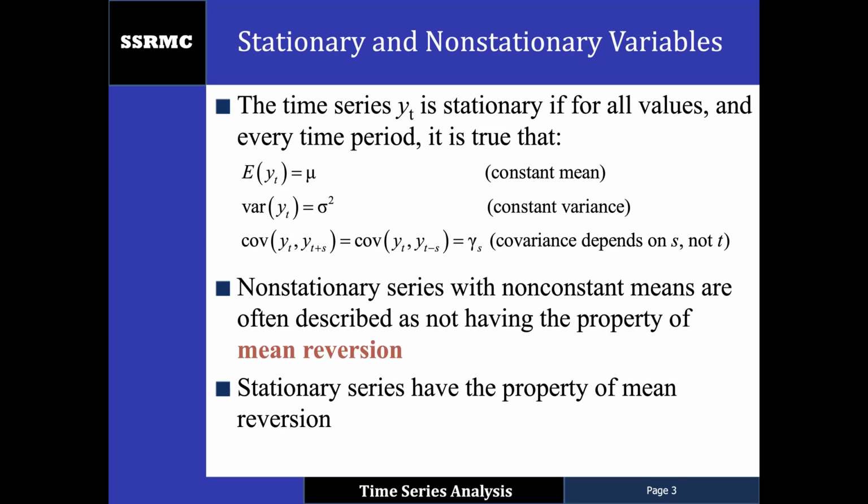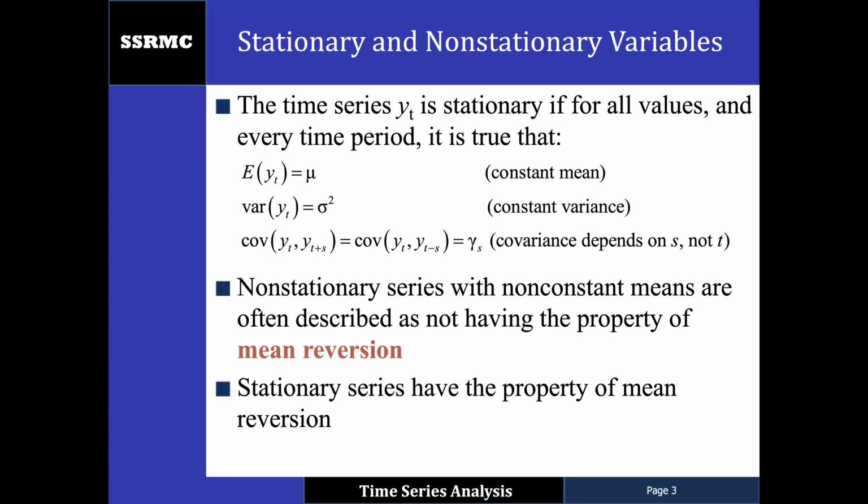First of all, what is a stationary variable? If a time series is stationary, it has to meet all of these three conditions as given on this slide. The first one is the mean is constant at different points of time, so the mean shouldn't change. Second, the variance should be constant across time as well. And finally, the covariance depends on s, not t. s is the time interval. So if the interval is the same, it doesn't matter at which time point you look, the covariance should be the same. So those are rather strict conditions to meet in order for a time series to be stationary.